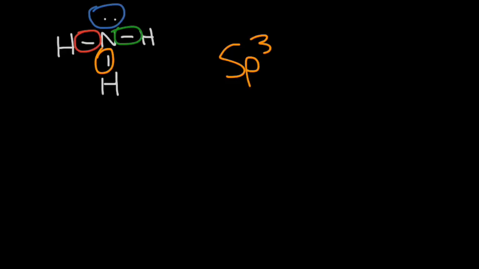Our next one is a nitrogen bonded to three hydrogens and has a lone pair on it. Now, this lone pair you actually will count, because it's attached to the central atom, which is the nitrogen. So 1, 2, 3, 4. Once again, we have a steric value of 4, and that means we will have a hybridization of sp3.